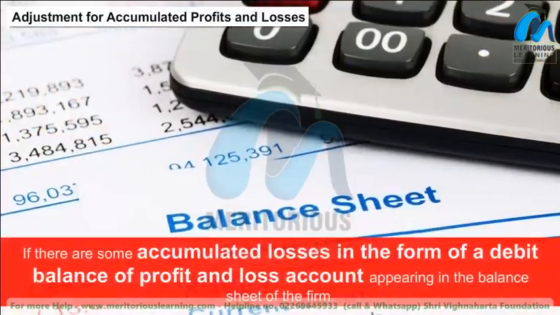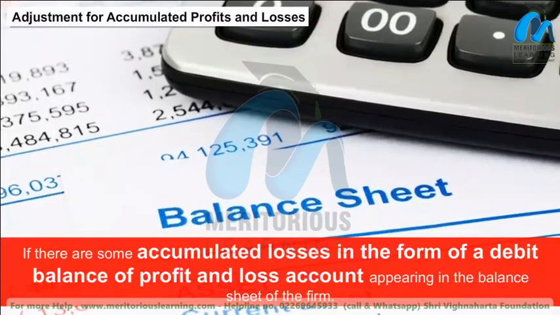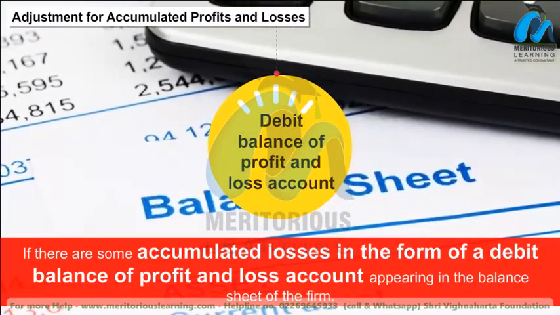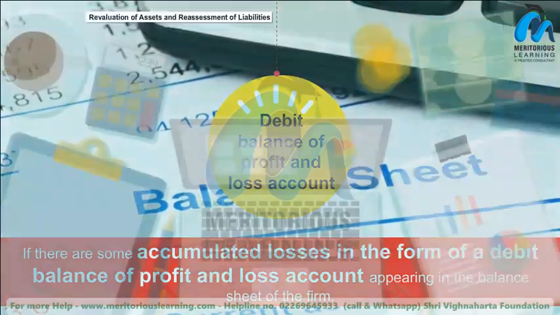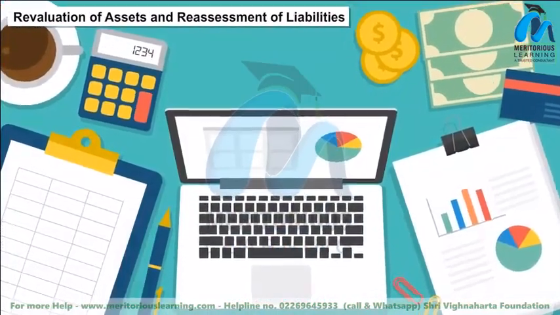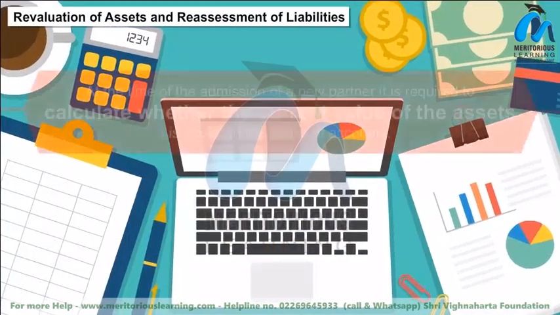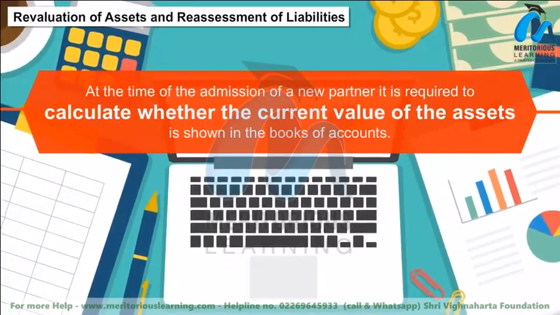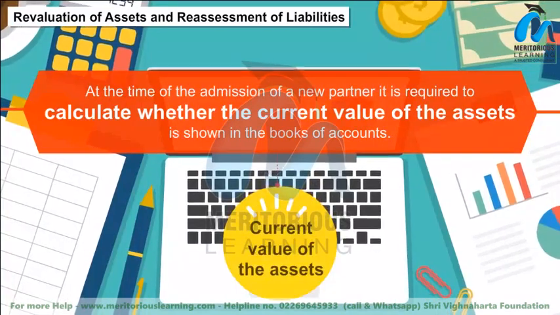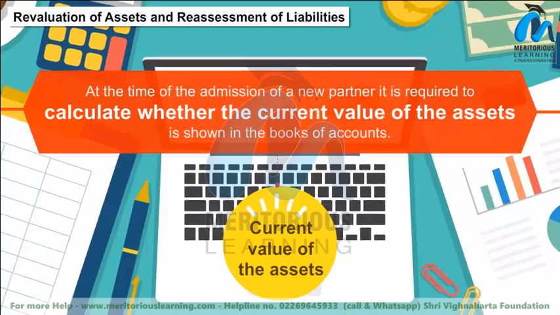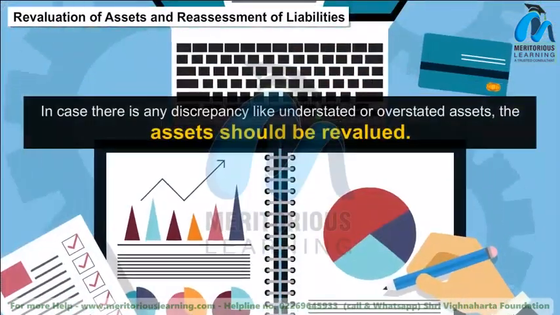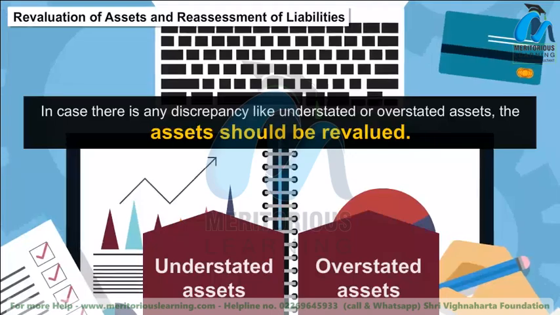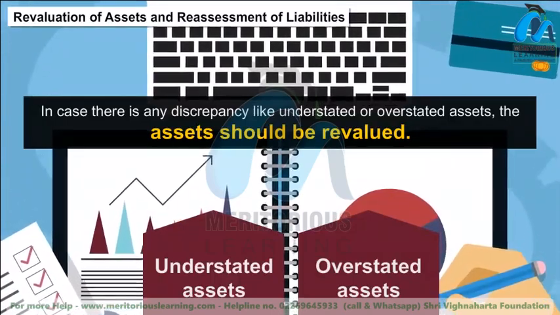And if there are some accumulated losses in the form of a debit balance of profit and loss account appearing in the balance sheet of the firm, they are treated similarly. Revaluation of assets and reassessment of liabilities. At the time of the admission of a new partner, it is required to calculate whether the current value of the assets is shown in the books of accounts. In case there is any discrepancy like understated or overstated assets, the assets should be revalued.